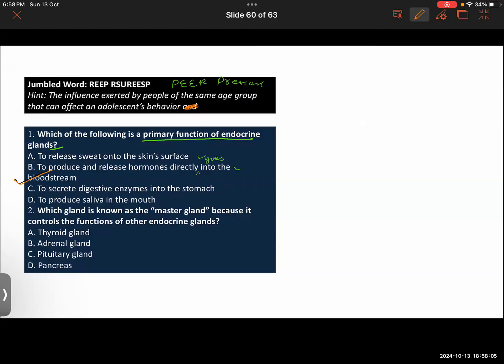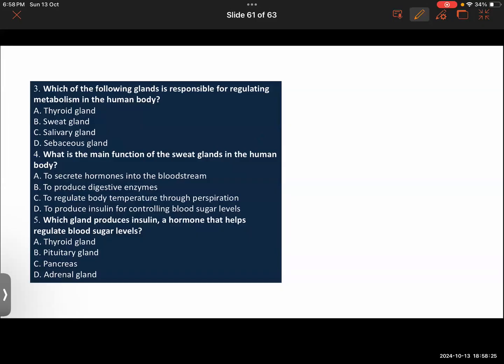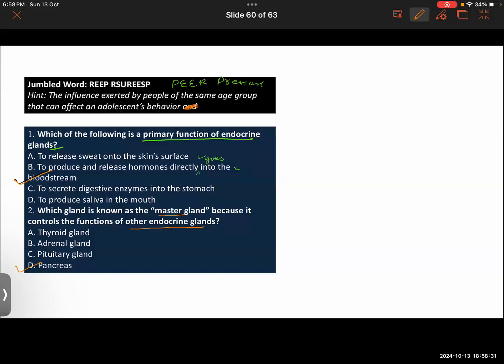Next is, which gland is known as the master gland because it controls the function of other endocrine glands? Very simple. C. Yes, C. Okay, can you go back to the second question? Okay, it's pituitary gland, sorry. Yes, it was the same question. Okay.